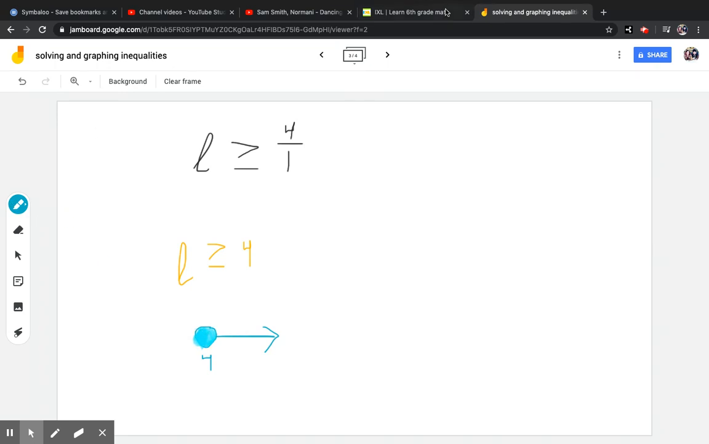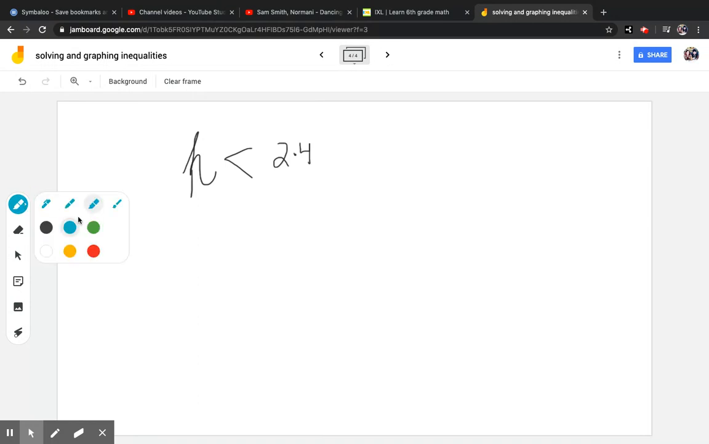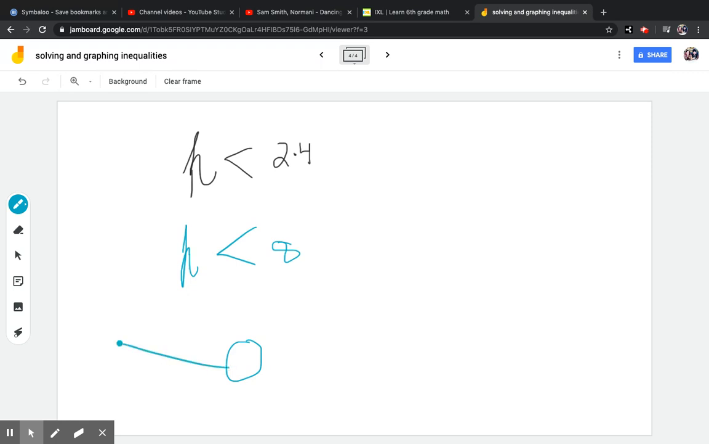There we go. Last but not least, we have K. Oh, sorry, that's actually H. H is less than 2 times 4, which would be 8. All right, so I have H is less than 8. So I'm going to draw my circle. It's going to be an open circle. Draw my line and my arrow, and then label it as 8.